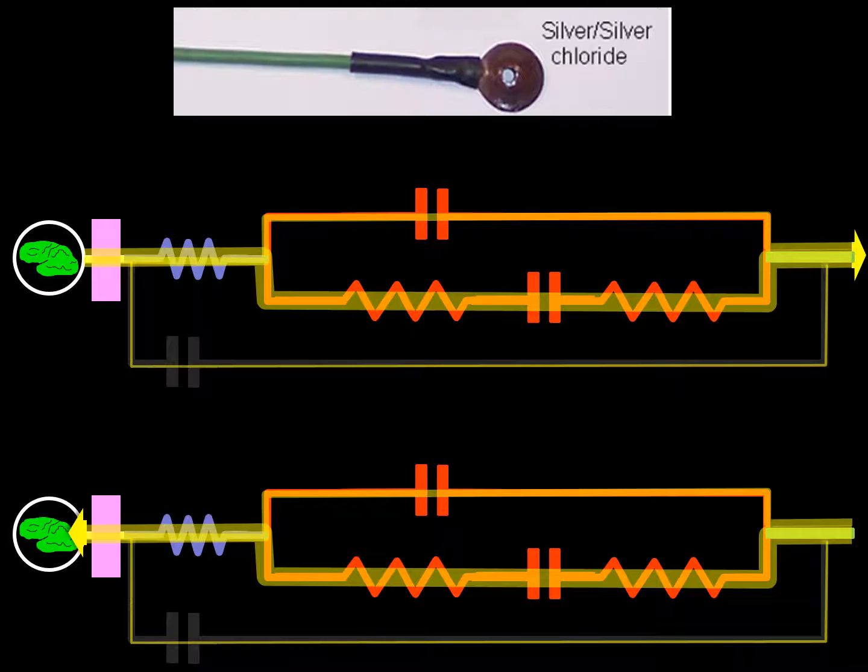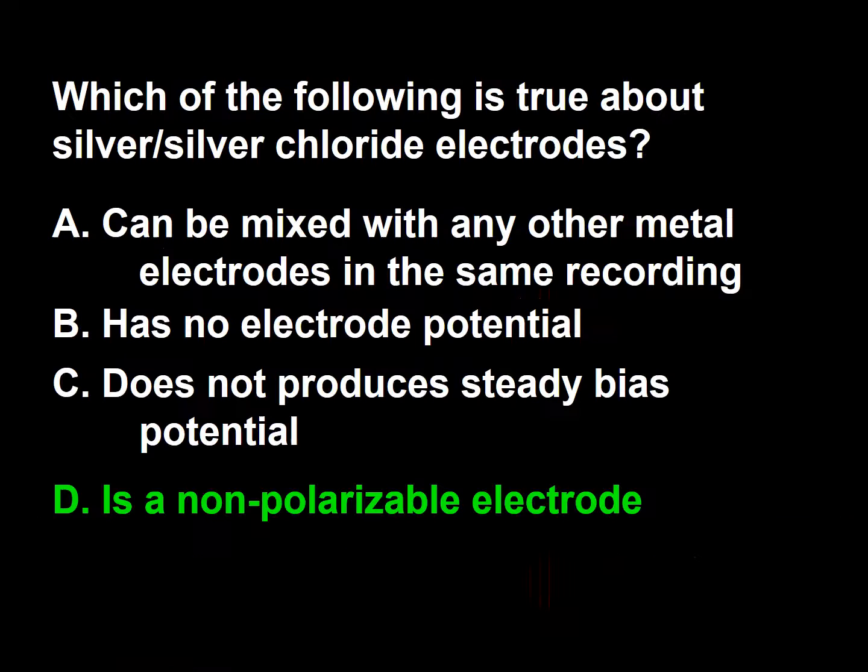Silver chloride electrodes are non-polarizable. This quality makes them mandatory to be used when recording direct current and preferable when recording alternating current. So the answer to this question is D. They are non-polarizable electrodes.